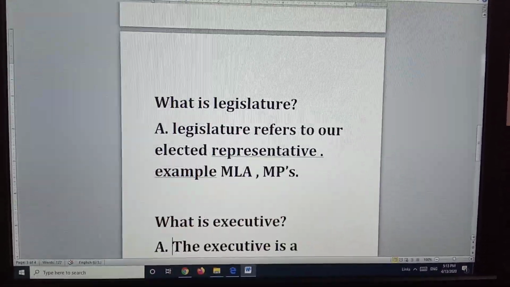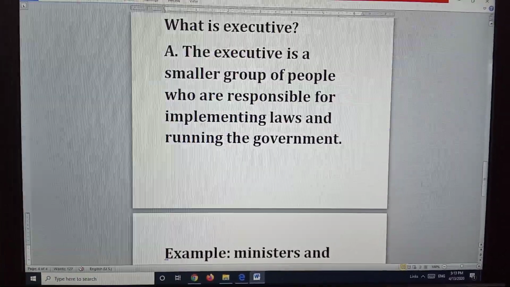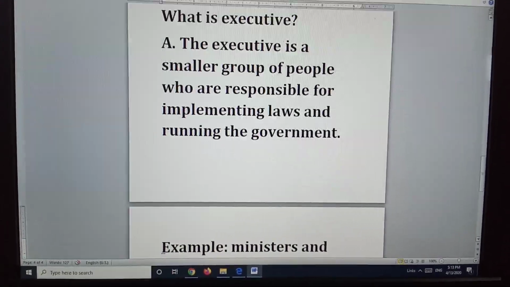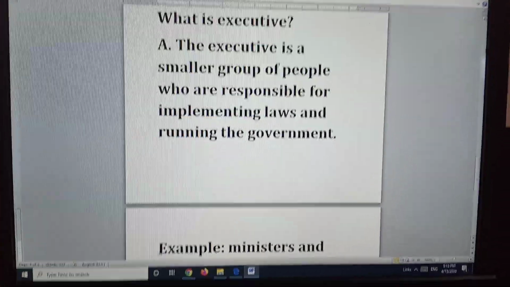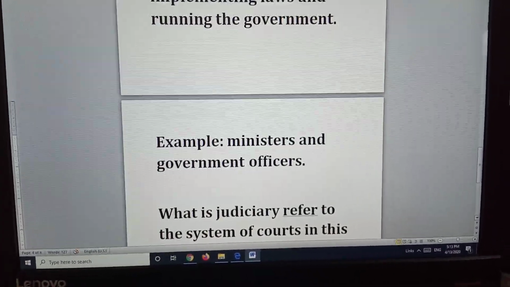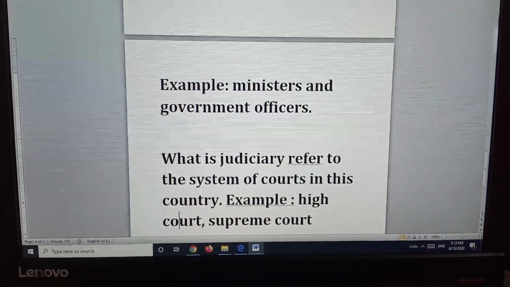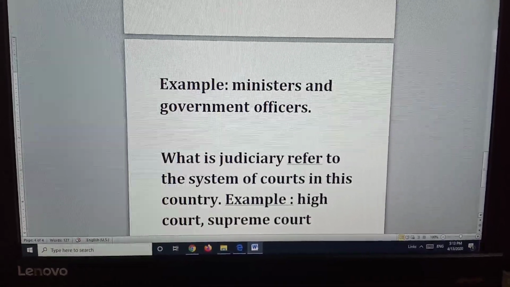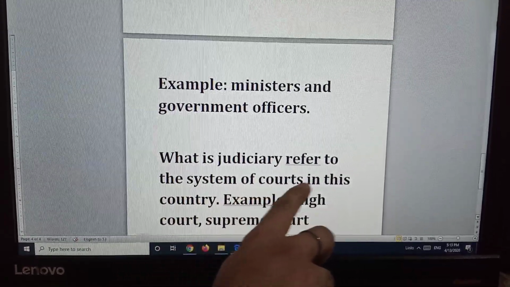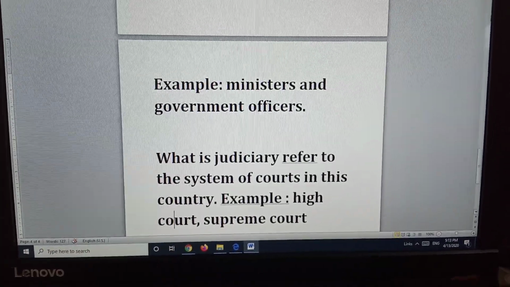Example, MLAs and MPs. What is executive? Executive is a smaller group of people who are responsible for implementing laws and running the government. For example, our ministers and government officers. What is judiciary? Judiciary refers to our courts like Supreme Court and High Courts. So please write down, judiciary refers to the system of courts in this country. Example, High Court and Supreme Court.